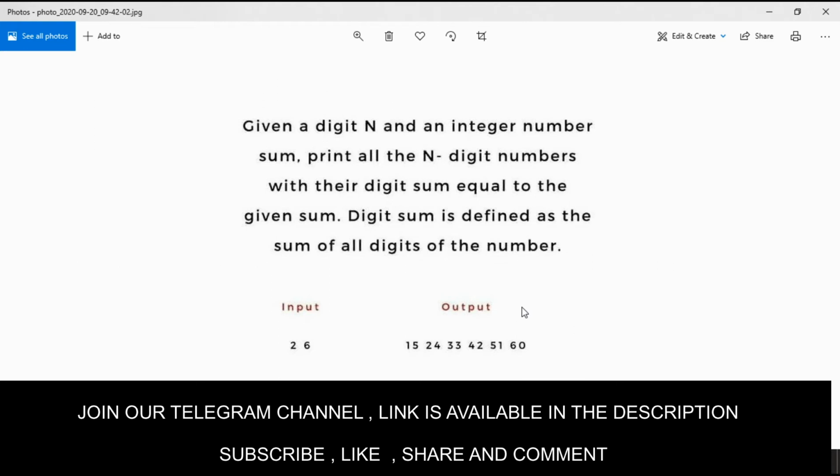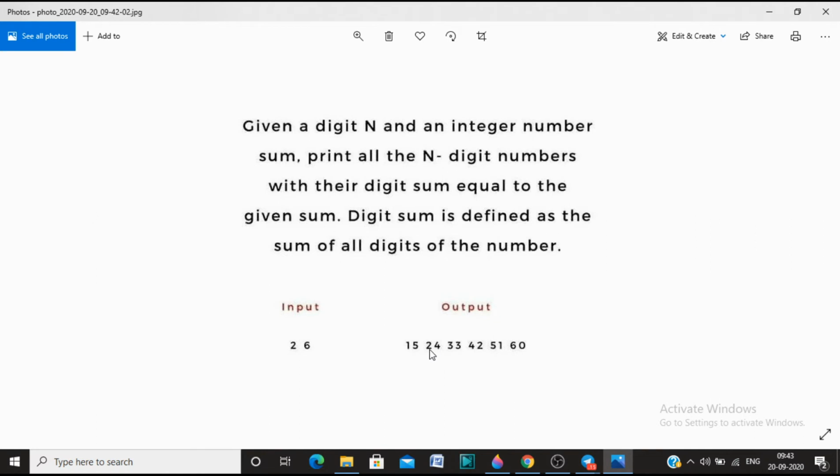As you can see here, the input is 2 and 6. This means we have to print all the two digit numbers whose digits give me a sum of 6. For example, you can see 15, 5 plus 1 gives me 6, okay? Then 24, 4 plus 2 gives me 6, okay? Similarly, we have to print all the two digit numbers. Fine. I am giving you a question.